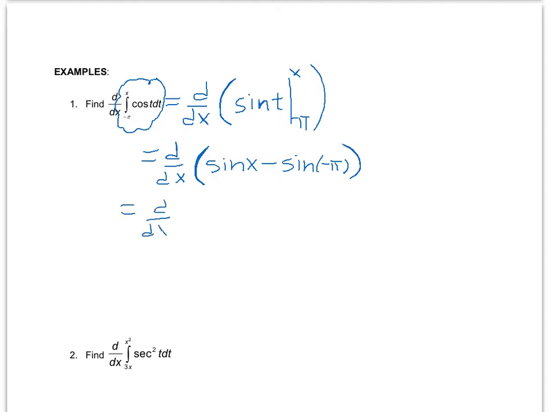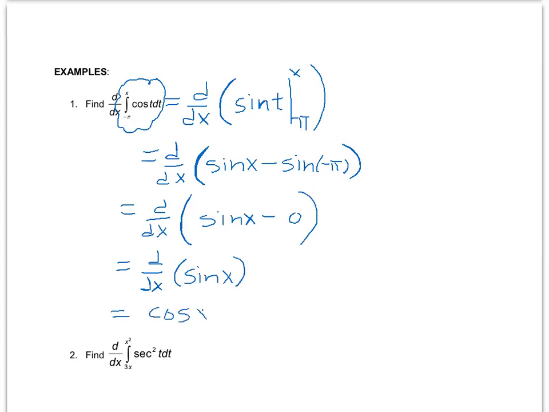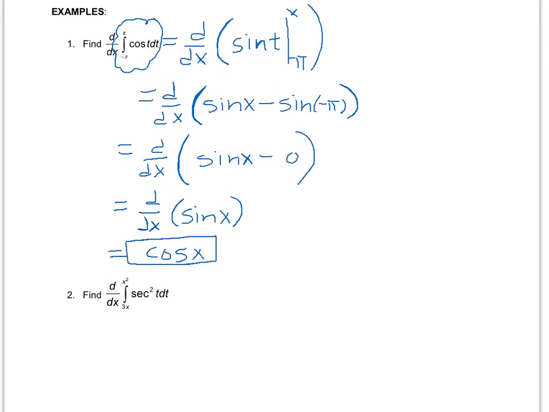The only new piece to this whole unit is just taking the derivative of our answer. So we're going to have the derivative of sine of x minus, now sine of negative pi is going to be 0, so that goes away. And we're going to be taking the derivative of sine of x. The derivative of sine of x is cosine of x. Okay, so it looks like we landed back at our integrand with the top bound plugged in. All right, let's take a look at another example.